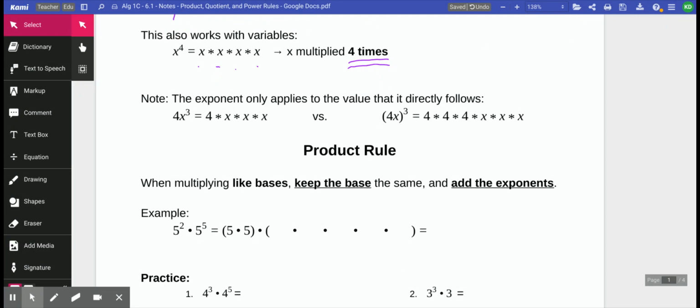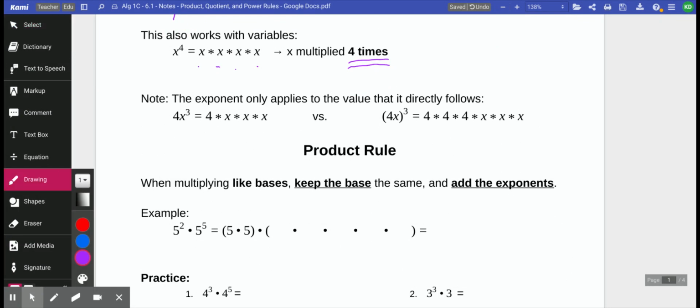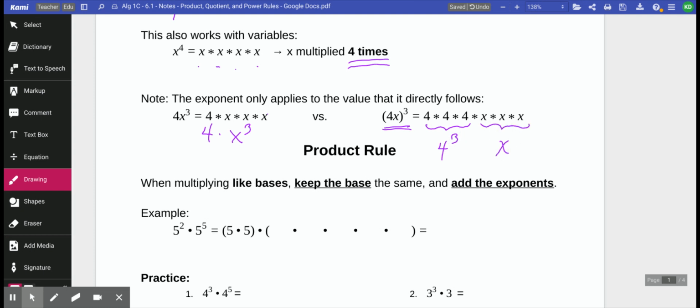Another thing that we want to talk about is the difference with parentheses. If I have something like 4x to the third, that means 4 times x times x times x. That's the 3 x's. However, if the 4x is in parentheses like this example, (4x) to the third power means 4x times 4x times 4x. So we really have 4 to the third power and x to the third power, so it's really the combination there. Everything in the parentheses would be affected if it's in parentheses. If it's not in parentheses, it's just the last thing that's being affected by that exponent.